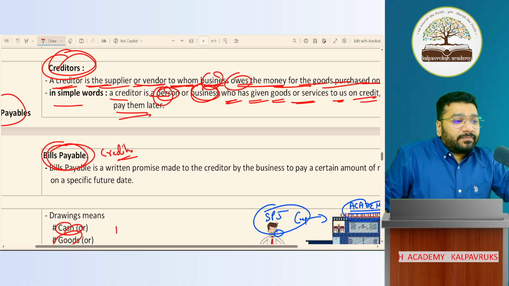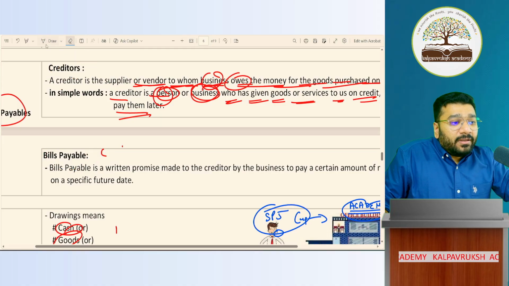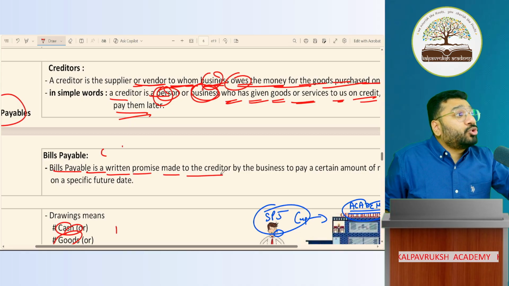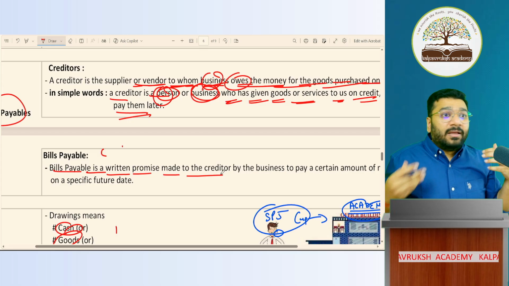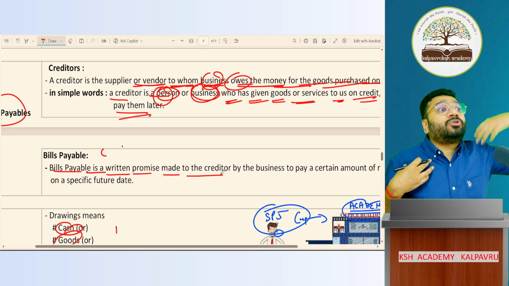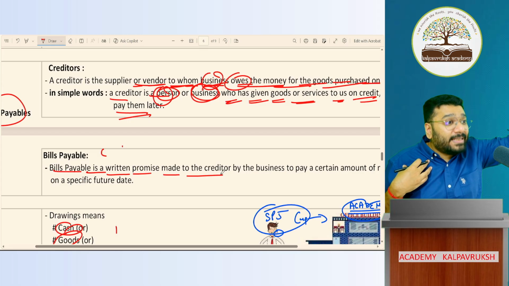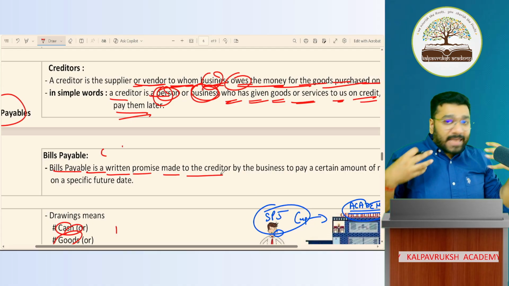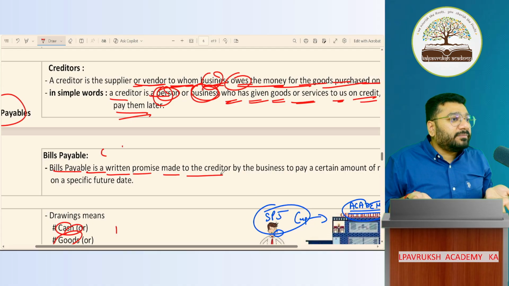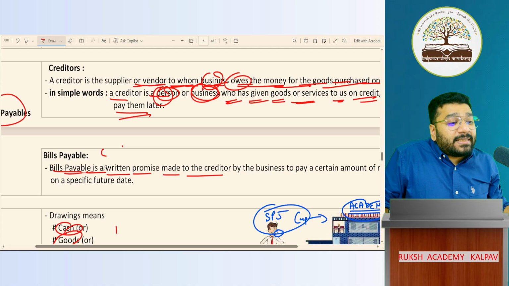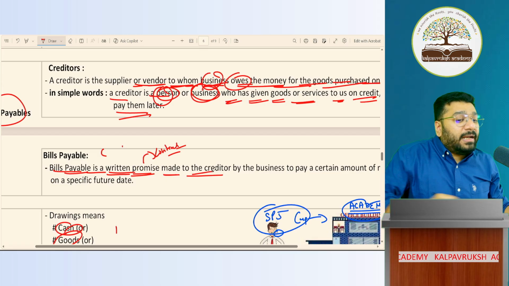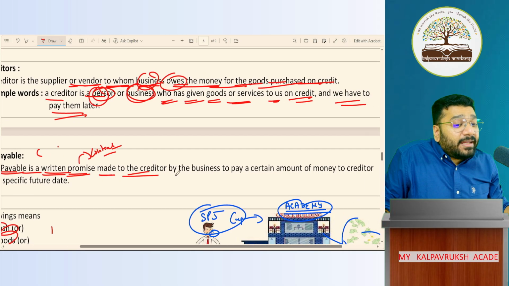Now, what is bills payable? Let's read that. Bills payable is a written promise made to the creditor. So who's giving the promise? The entity is telling that I promise to pay you 1 lakh rupees on so and so date. Business entity is promising, because I've enjoyed the product now, I have to pay the money. Yes or no? So bills payable is a written promise. Promise means what? Contract, made to the creditor by the business.